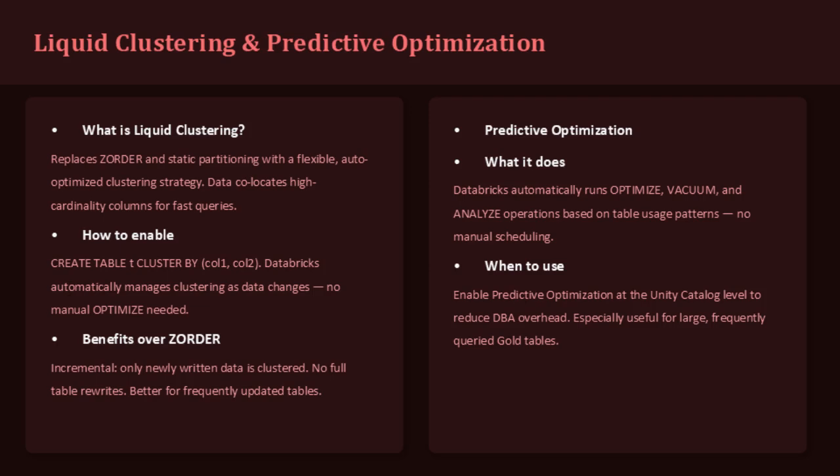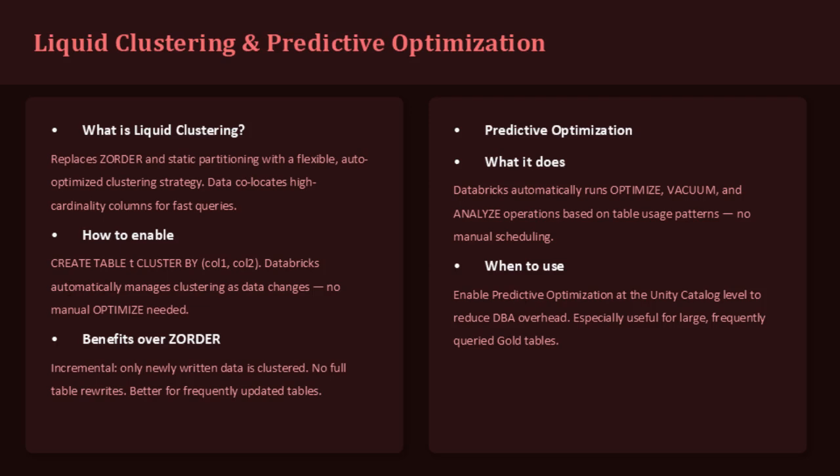The benefit over Z order is that liquid clustering is incremental. Only newly written data gets clustered. So there is no full table rewrite as such. That makes it much better for frequently updated tables.